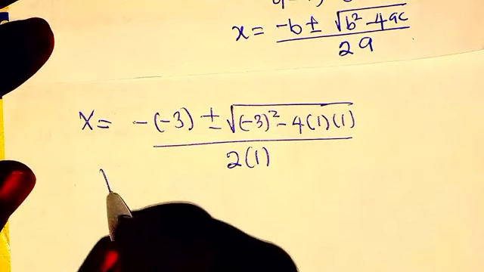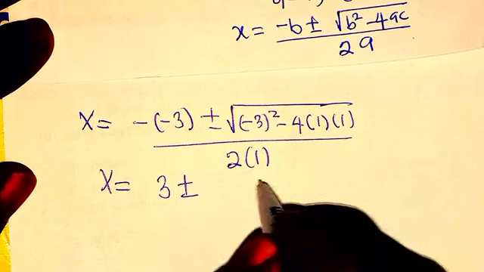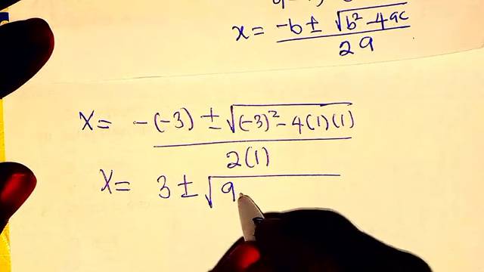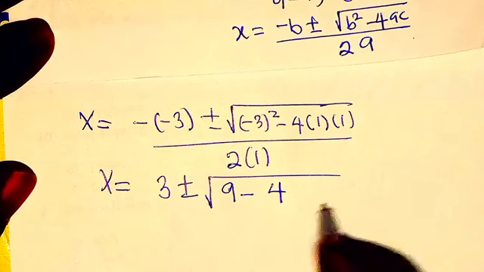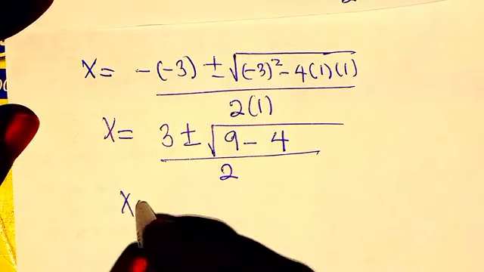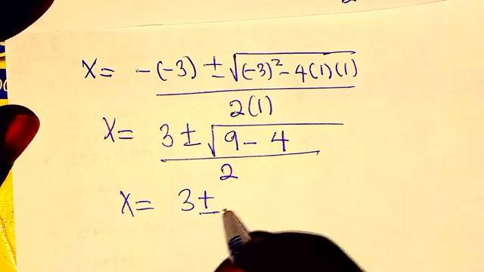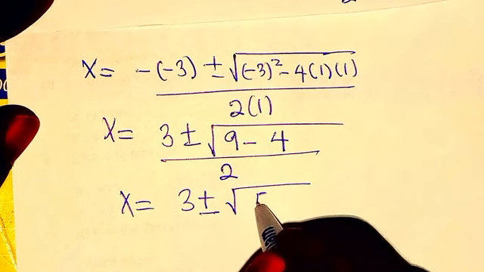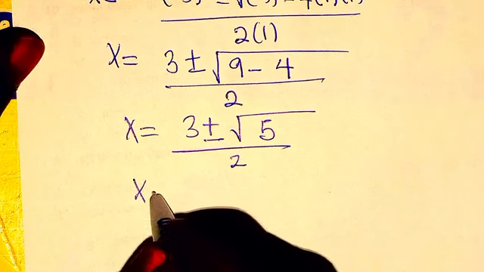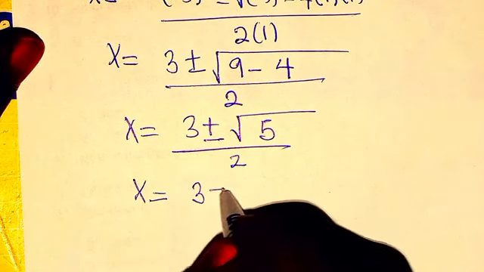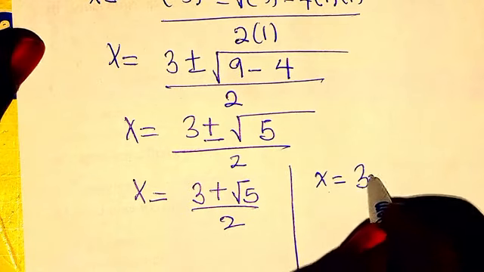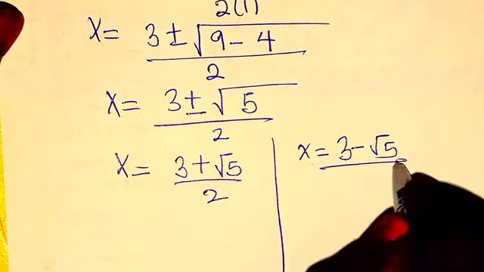So now from there we have x equals 3 plus or minus the square root of 9 minus 4. Are you following? Because 4 times 1 times 1 will give us 4, and we have 2. So now we have x equals 3 plus or minus root of 9 minus 4, which is 5, divided by 2. So we have x equals 3 plus root 5 over 2 and x equals 3 minus root 5 over 2.